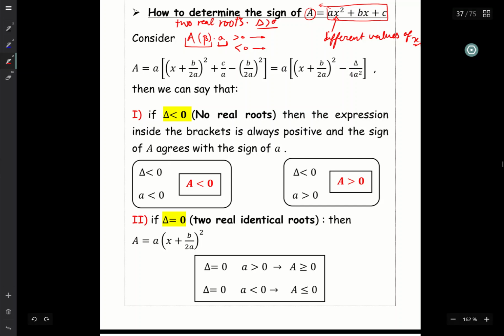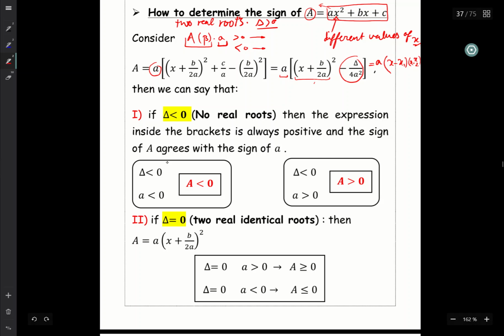First of all, we can factor out a, and then make it a complete square, and we end up with a times x plus b over 2a squared minus delta over 4a squared. Again, this is equivalent to factorization of a times x minus x1, x minus x2, and that's how we actually solve the equation.